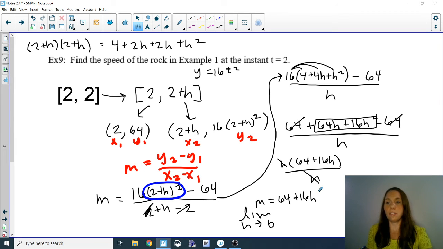Here's the limit that we want. We want the limit as h goes to 0. And that's going to get us our final answer. Now just hold off on that for a moment. I know that's unsatisfying. We're not finishing this.